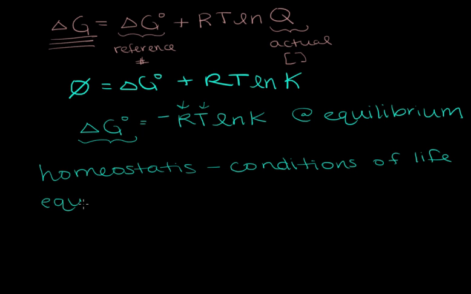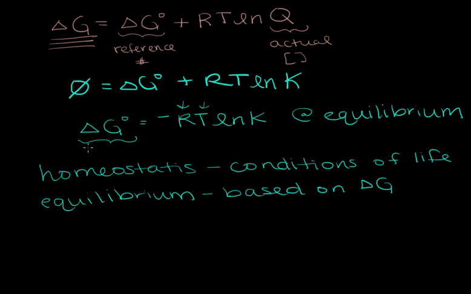Equilibrium is a specific point, and it is entirely based off of delta G. Definitely never based on delta G naught. So these two things are not the same thing. So homeostasis, or homeostatic conditions, are the conditions of life. Equilibrium is when delta G equals 0. And these two are very, very different, just like delta G and delta G naught are very, very different.